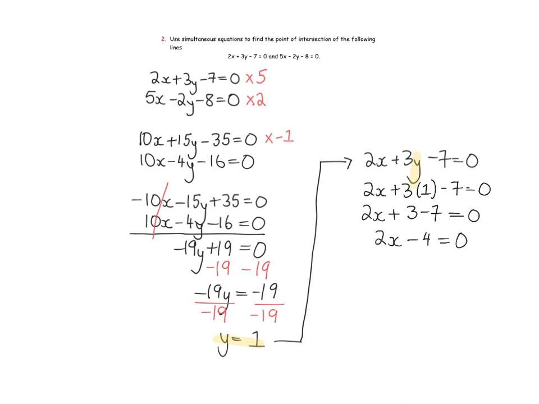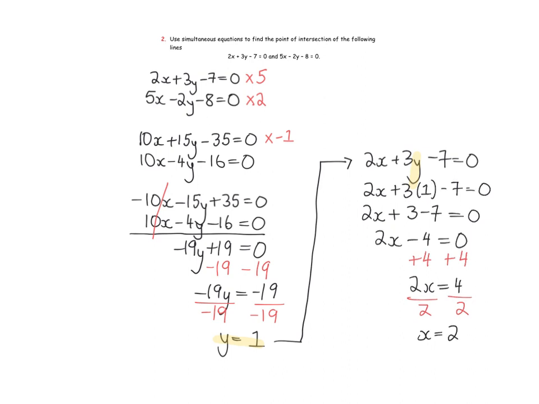To get the x on the left and the number on the right, we plus 4 to both sides. And we'll be left with 2x is equal to 4. Then we can divide both sides by 2. And we'll get that x is equal to 2.